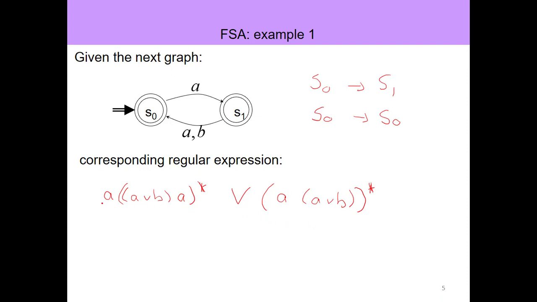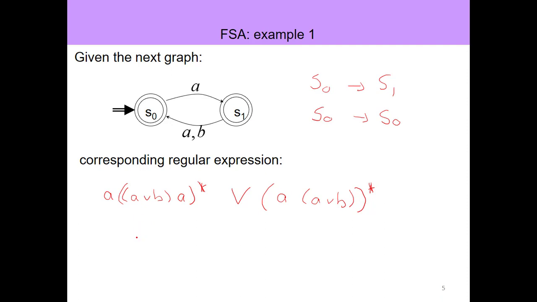So the regular expression in total would be A followed with (A or B)A star, or, and then between brackets, (A or B), and that all combined star.